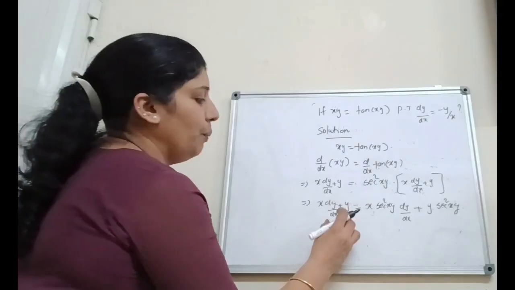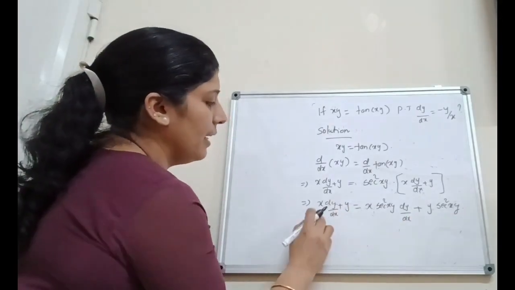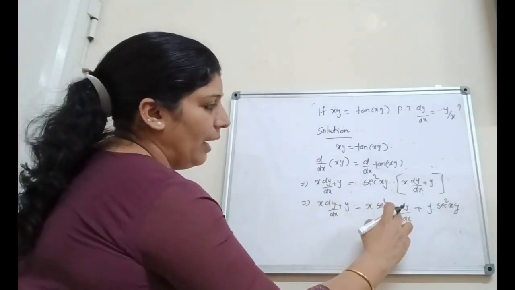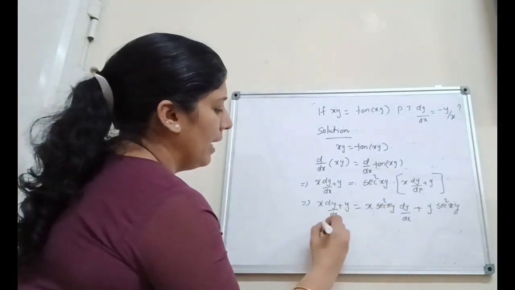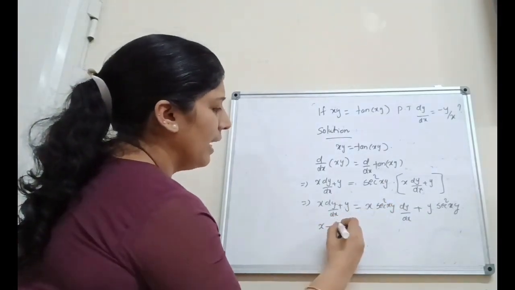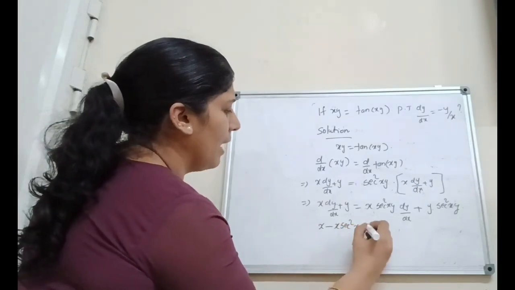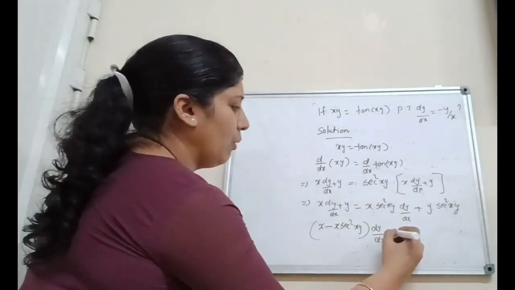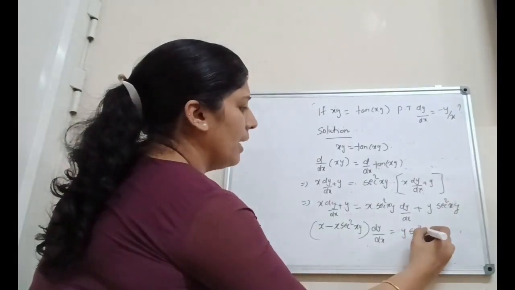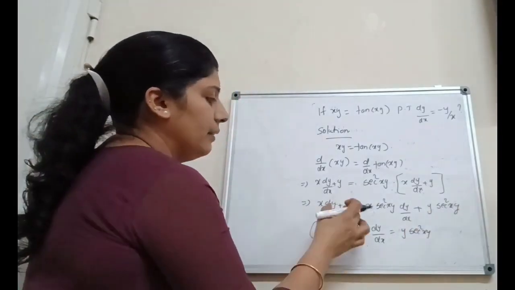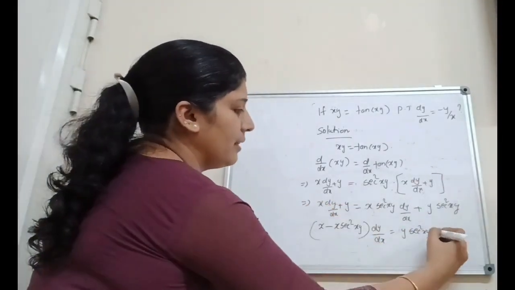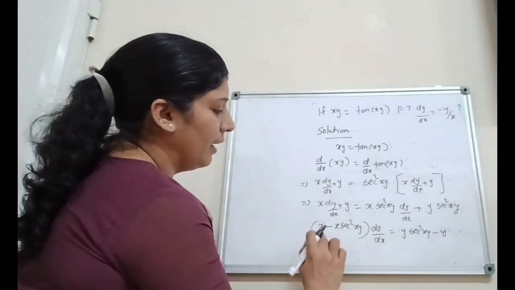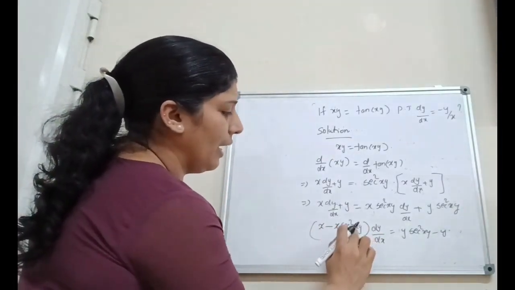Then next we have to group the dy by dx terms. Here x into dy by dx, and on this side x into sec square xy dy by dx. That is, x minus x into sec square xy, all the terms including dy by dx, equal to y sec square xy on this side. Then on the left side the remaining term is plus y, and taking it to the right side, it is minus y.